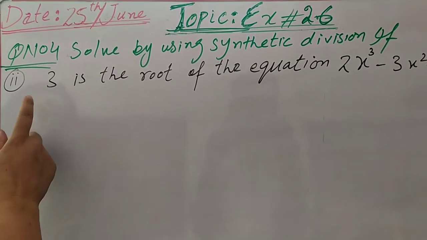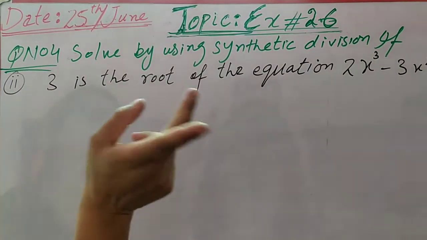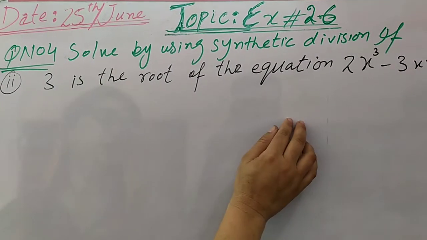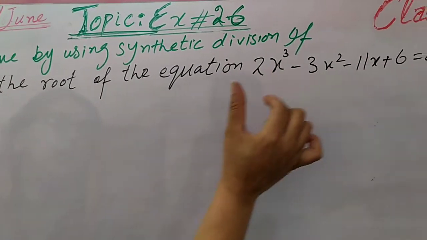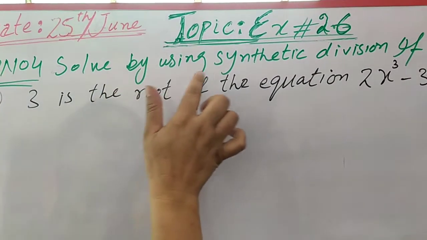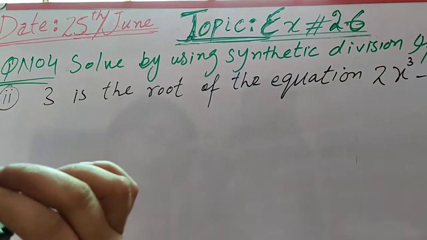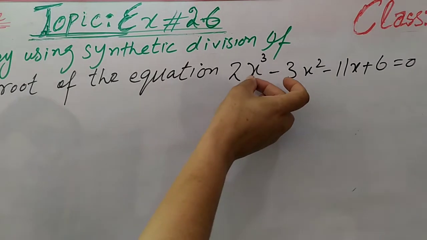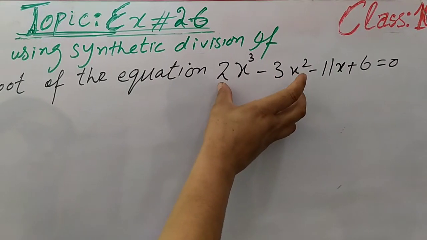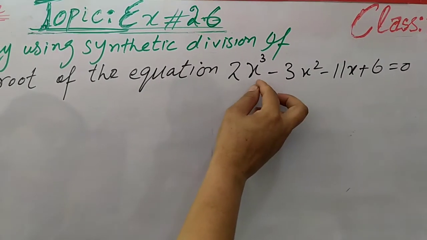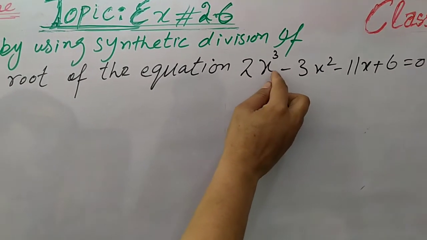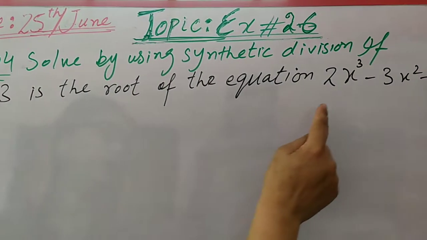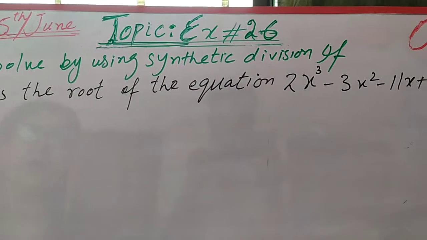Okay, over here now I have taken the second part of the fourth question. In this part we are given a cubic equation and we are asked to solve it by using synthetic division. You know that the degree of an equation tells us how many roots it can have. So over here we have a cubic equation, so its roots will be 3. One we are given already and the other two will be found. So over here I am going to solve it.